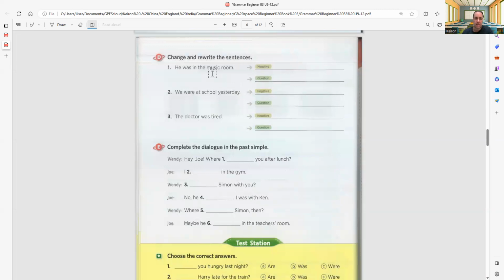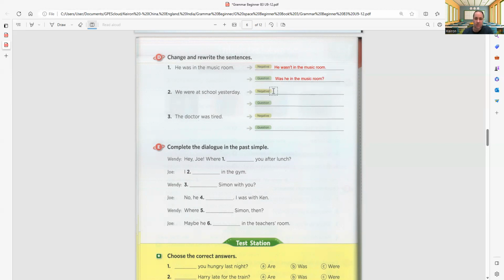Change and rewrite the sentences. He was in the music room. Okay, so negative, he wasn't in the music room. All right. Now ask a question. Remember, we're going to flip it. So we're going to flip the verb of be and put it before the subject. So we're going to say, was he in the music room? Okay. So he was in the music room. He wasn't in the music room. Was he in the music room?